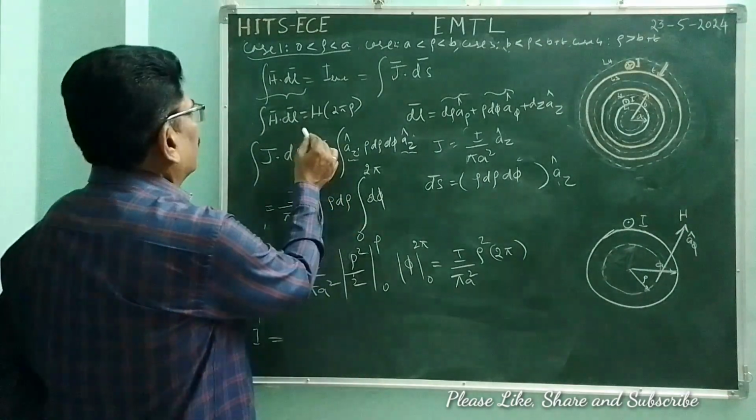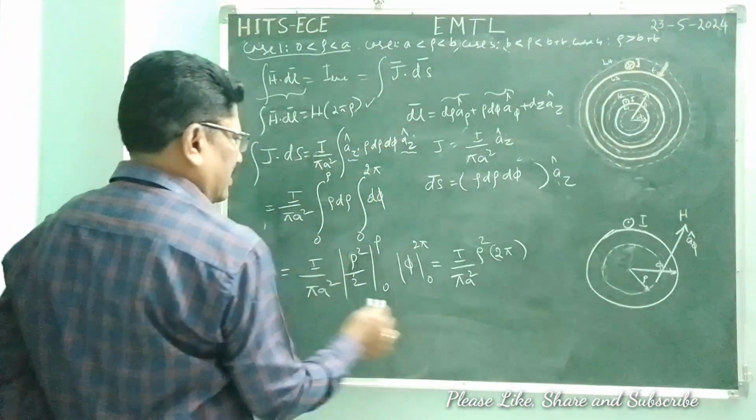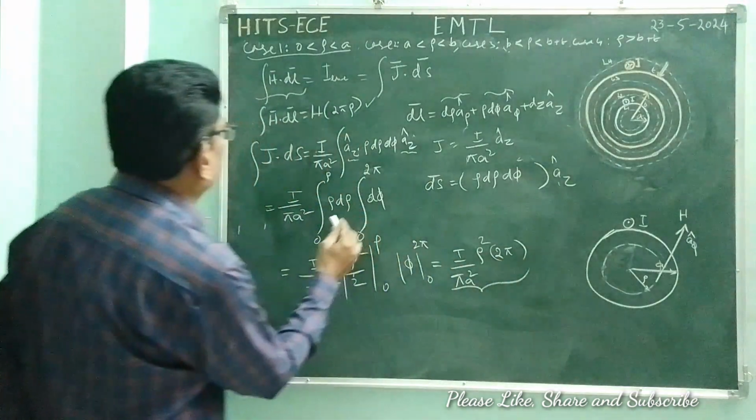Now let us equate these two. There is the integral H dot dl, which is this one, and the integral J dot ds, which is this expression. Let us equate.